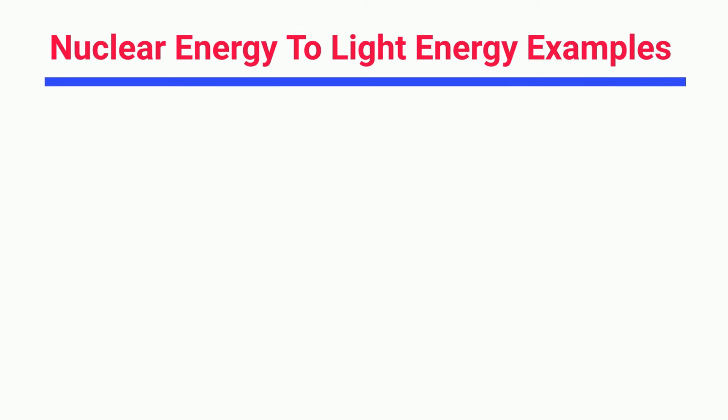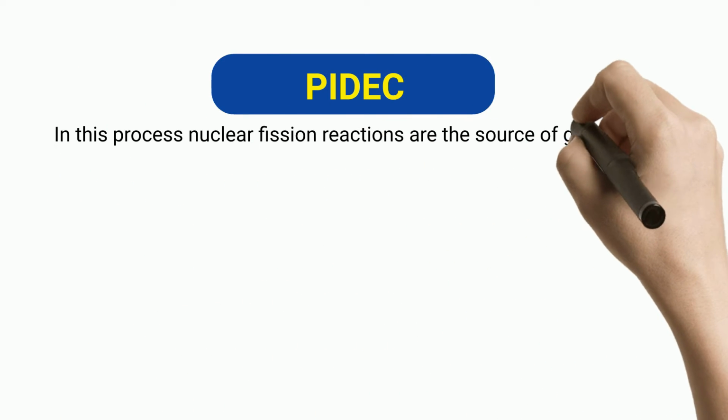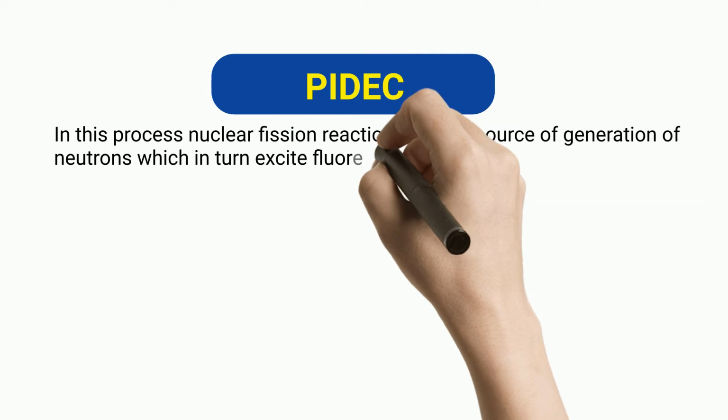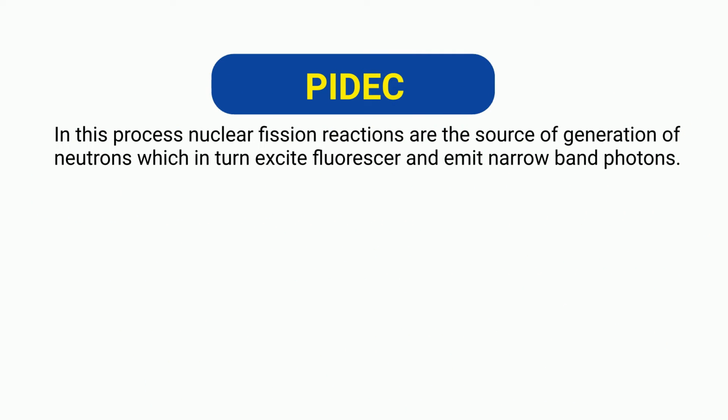Examples of nuclear energy to light energy conversion, with their details, are stated below. PIDEC. In this process, nuclear fission reactions are the source of generation of neutrons, which in turn excite fluorescer and emit narrowband photons.